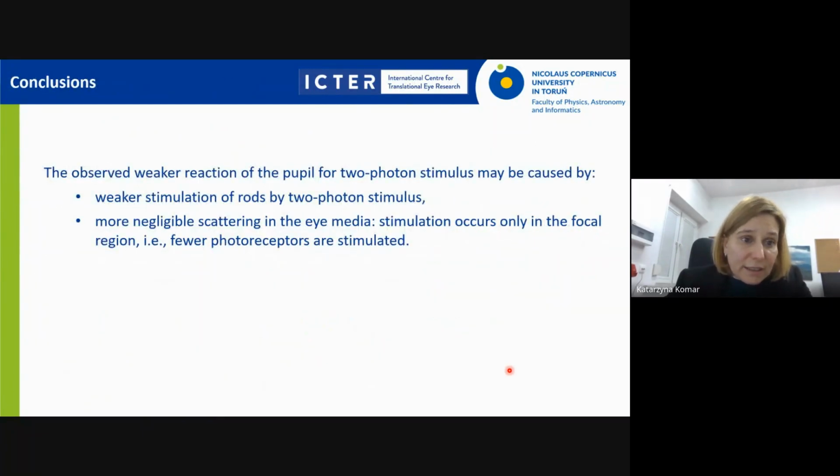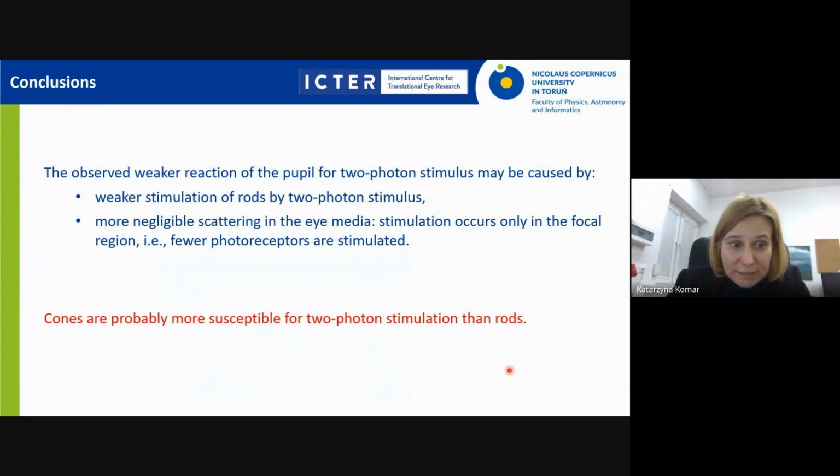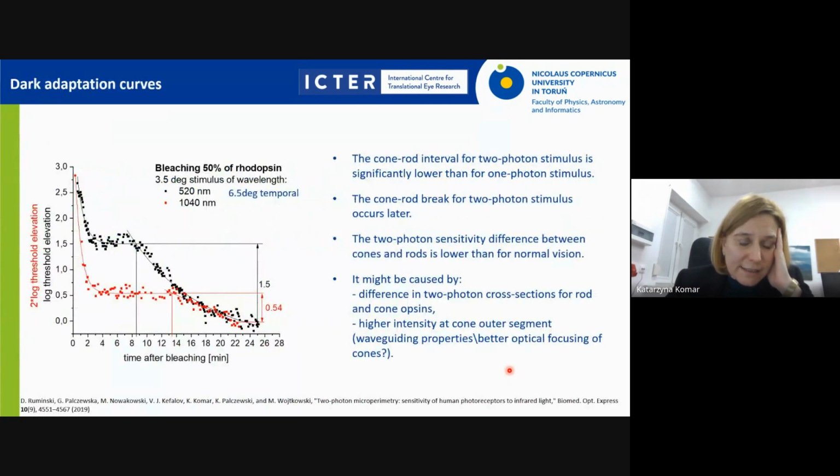So we think that the observed weaker reaction of the pupil for 2-photon stimulus might be caused by weaker stimulation of rods by 2-photon stimulus and more negligible scattering in the eye media, because stimulation occurs only in the focal region and fewer photoreceptors are stimulated. And also, I would like to say that we think that cones are probably more susceptible to 2-photon stimulation than rods because of two other results, which I will shortly present here.